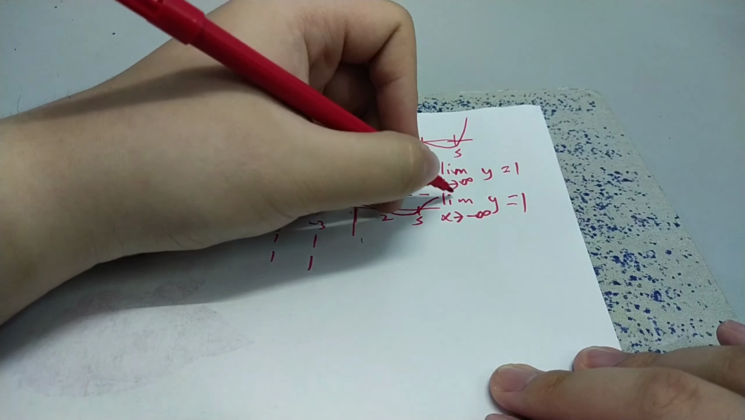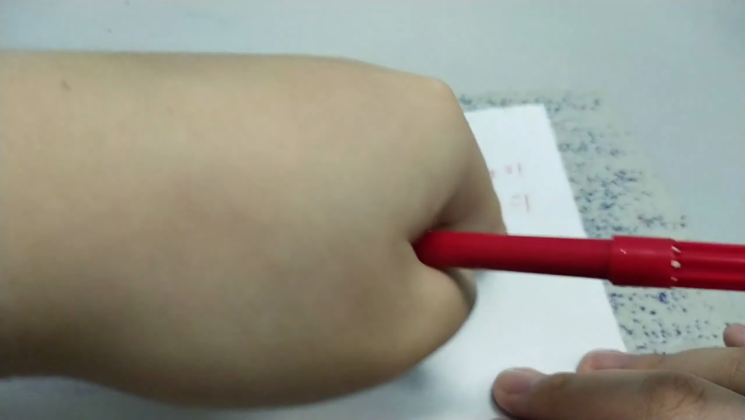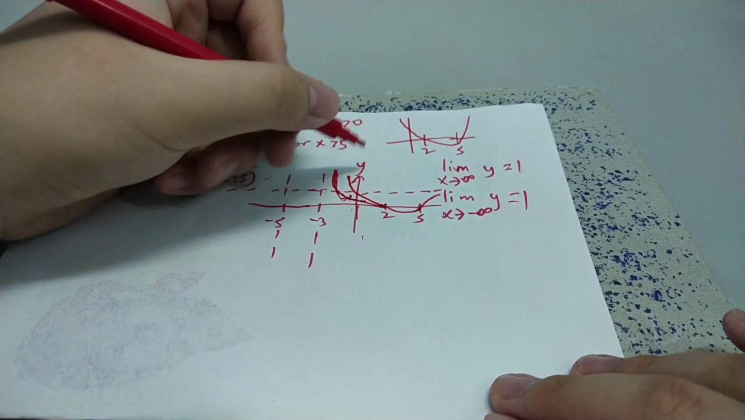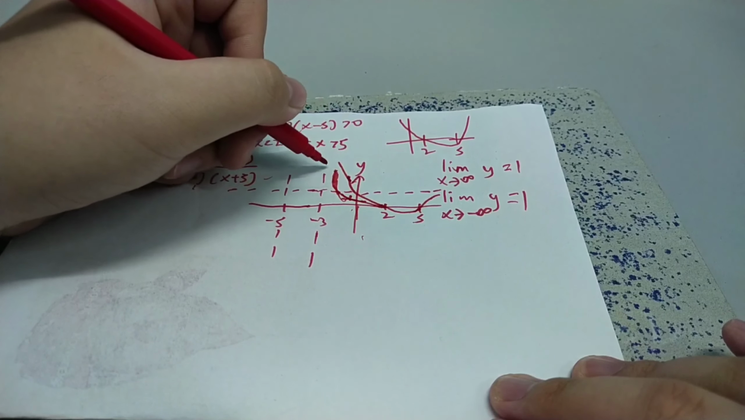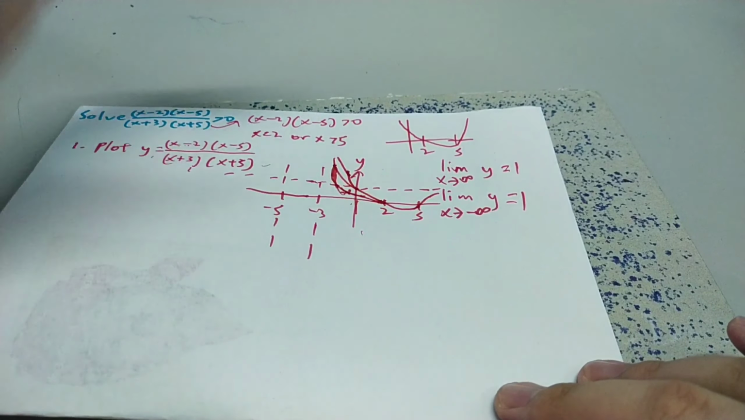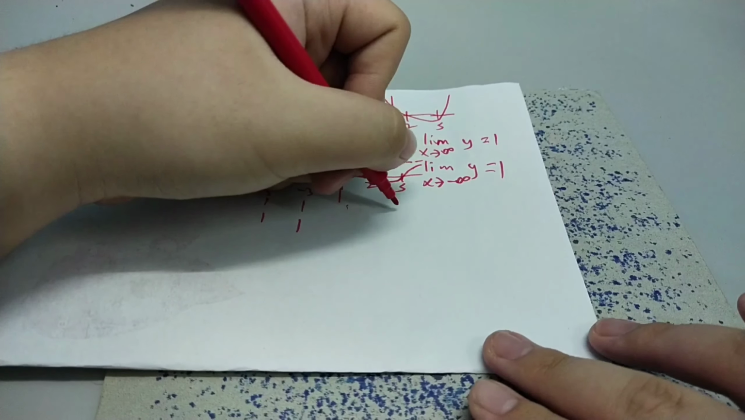Now, why do I draw it like this? Because as x approaches infinity, it is going to be 1, which means that I need to draw it like this. This indicates the horizontal asymptote, and you are just going to draw like this. I'm sorry if the graph is really ugly. Let me draw this once again.